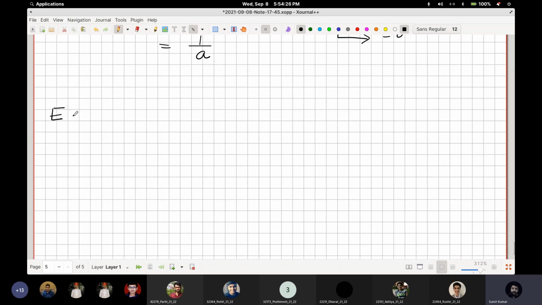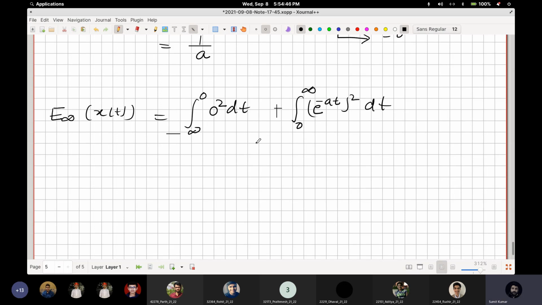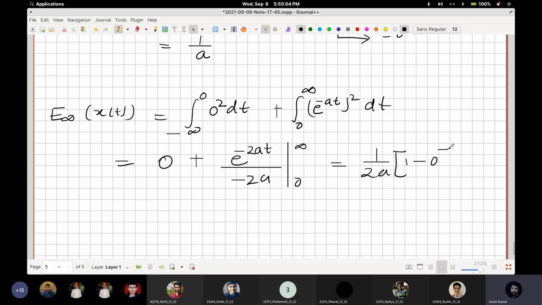Okay. And then after that, we have to compute energy. So E infinity of x of t. I will write that from minus infinity to 0 we are squaring 0, 0 square dt. And then from 0 to infinity, I will be squaring e to the power minus at, square dt. So what we got is e to the power minus 2at divided by minus 2a. And this part is 0. And we are putting limit 0 to infinity. So in a similar way, it will be 1 upon 2a and then 1 minus 0, isn't it? So it's going to be 1 upon 2a only.